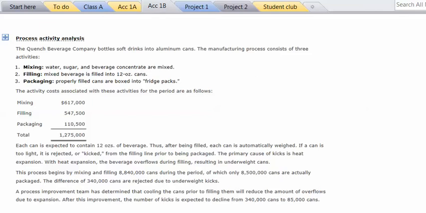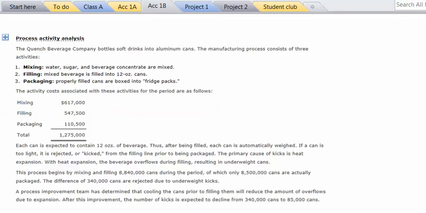The manufacturing process consists of 3 activities. Mixing, where the water, sugar, and beverage concentrate are mixed. Filling, where the mixed beverage is filled into a 12-ounce can. Packaging, where properly filled cans are boxed into fridge packs. The activity costs associated with these activities for the period are as follows.